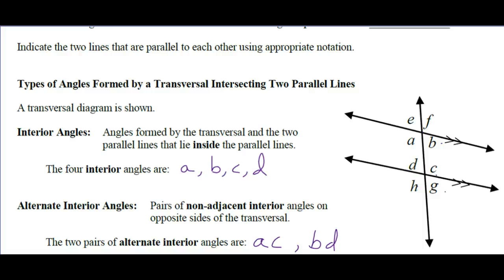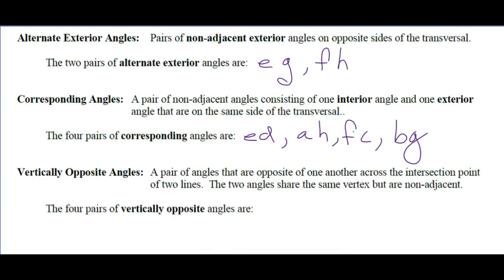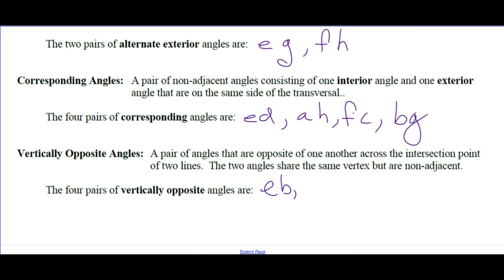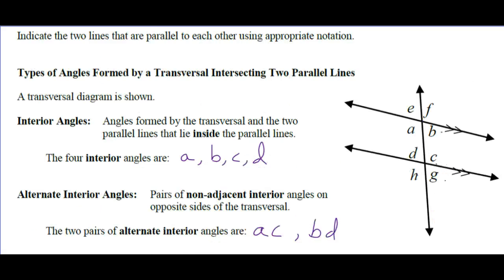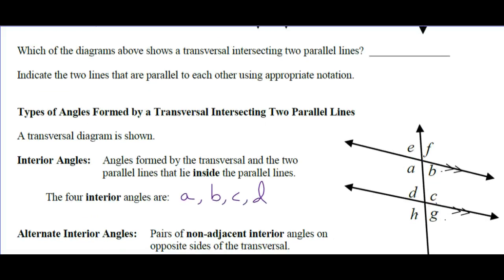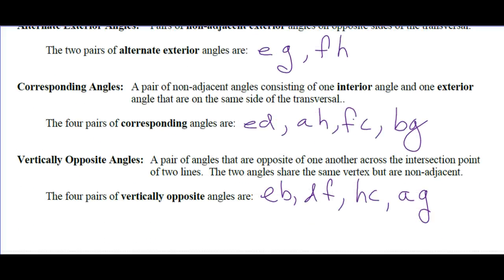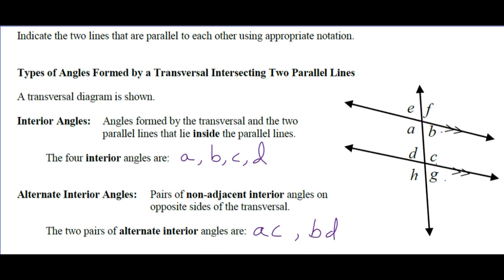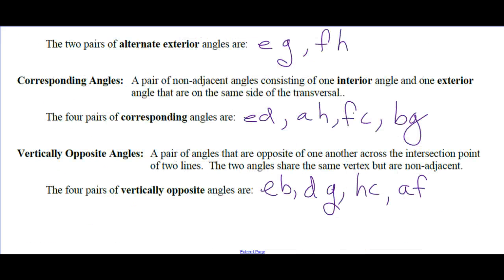Okay, EB, AF, DG, HC. So EB, DF, HC, because I forgot the other one, and it's got to be AG, right? Because I'm missing a G. No, AF. Oh, no, it's not DF, it's DG. Okay. EB, AF, DG, HC. Or CH. Doesn't matter what order you list them in. These are vertically opposite angles, okay?